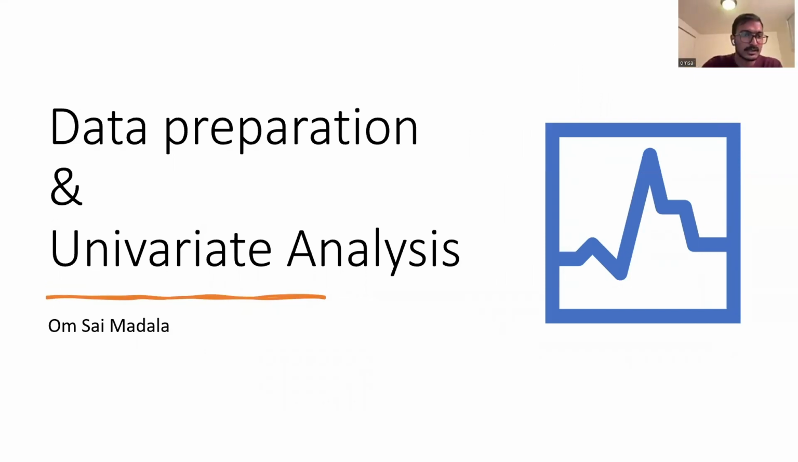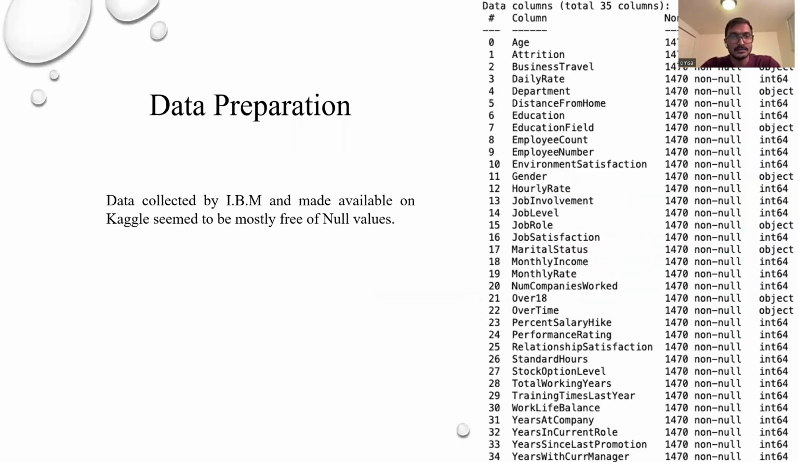Yeah, I'm Omsai. I'll be presenting data preparation and univariate analysis of this project. Coming to the data, we have taken this data from Kaggle. Actually, this data was collected by IBM and made openly available on Kaggle. This data set doesn't have any null values, so there wasn't anything we had to do to remove null values. We just checked for null values.